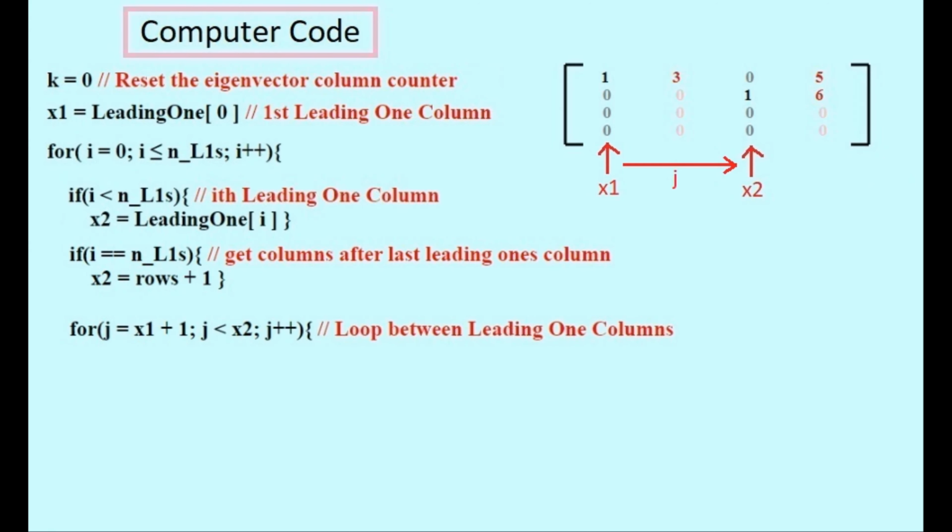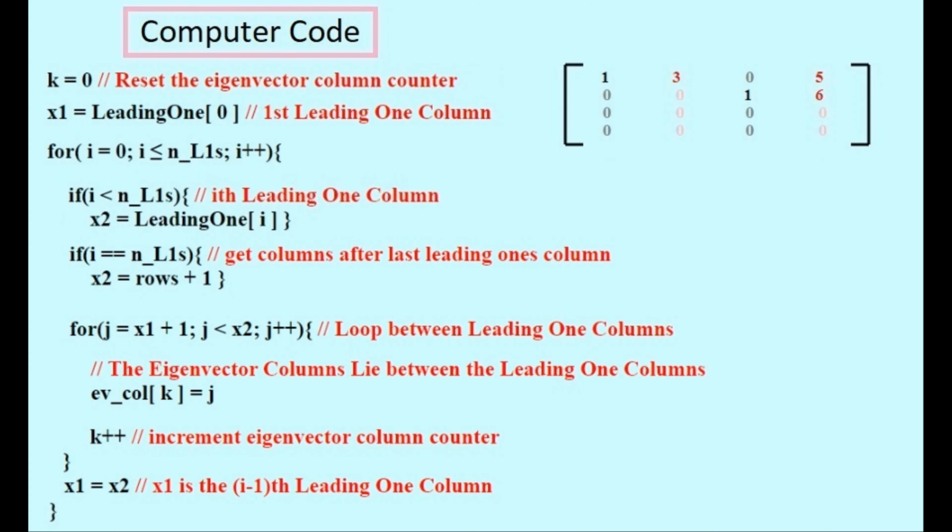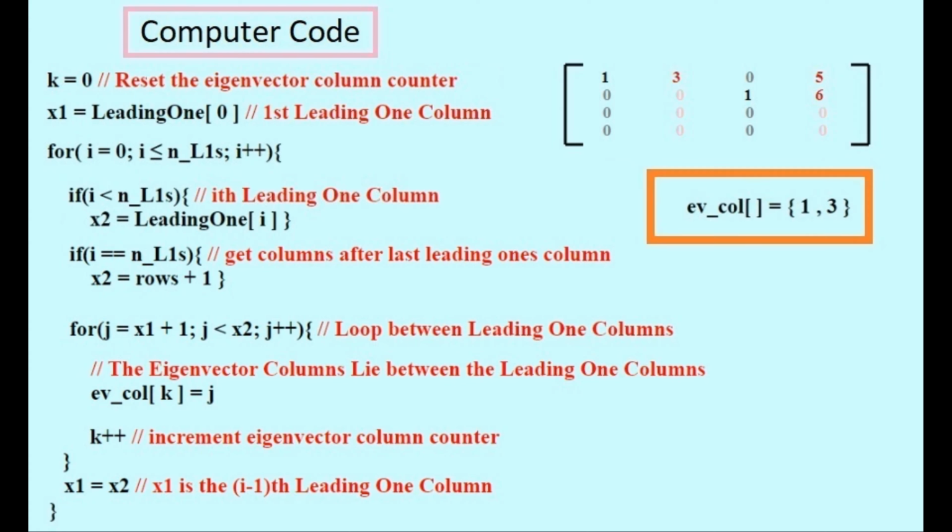Now we loop between these two columns containing leading 1s to get all of the columns in between, which are eigenvalue columns, and put all of the numbers of these columns into the eigenvector columns list, and increment the eigenvector column counter variable k, and then pass the value of the leading 1s column down from x2 to x1 so that it will become the lower bound after it has been the upper bound. And this is what the eigenvector column array should look like in this example.